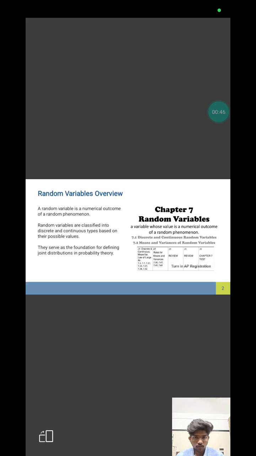Random variables overview. A random variable is a numerical outcome of a random phenomenon. Random variables are classified into discrete and continuous types based on the possible values. They serve as a foundation for defining joint distribution in probability theory.